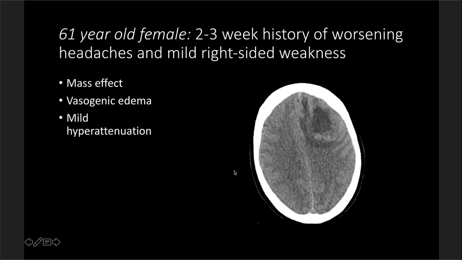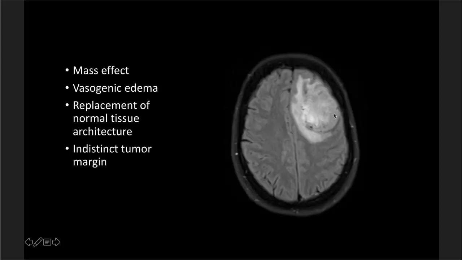On T2 flare images, you can see the mass again. There's a replacement of the normal tissue architecture, some heterogeneous signal that's replaced the normal brain parenchyma. Surrounding it, we have the vasogenic edema that's extending into the white matter and sparing the cortical gray matter. And we have an indistinct tumor margin, so fuzzy margin around the edges of the tumor. So it's an infiltrative tumor.